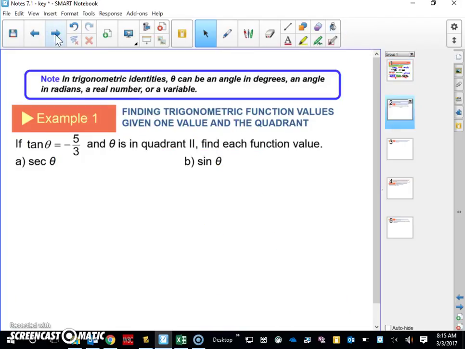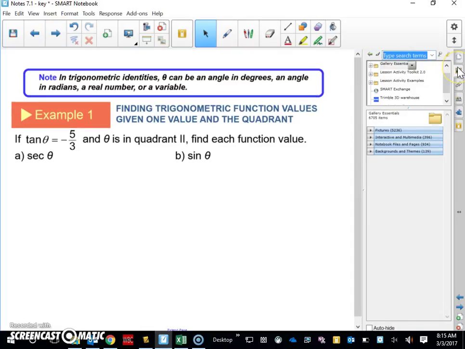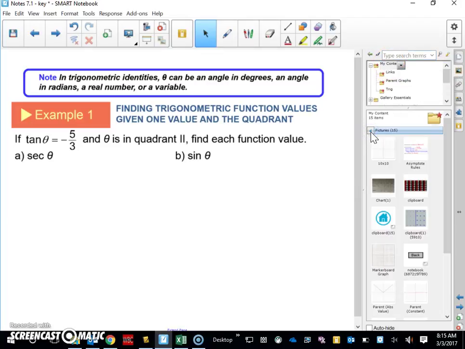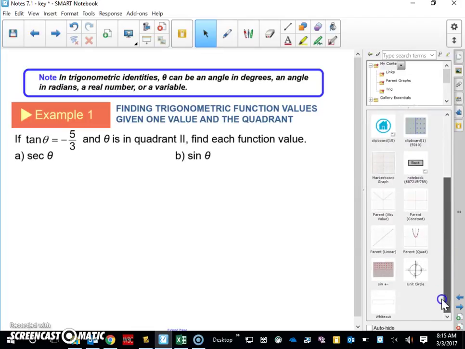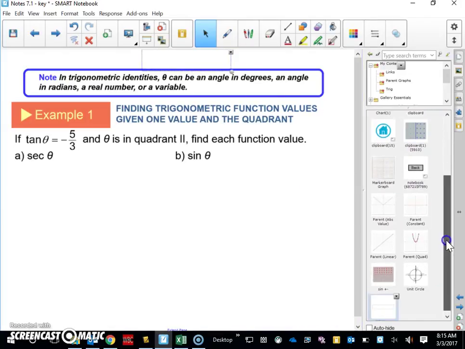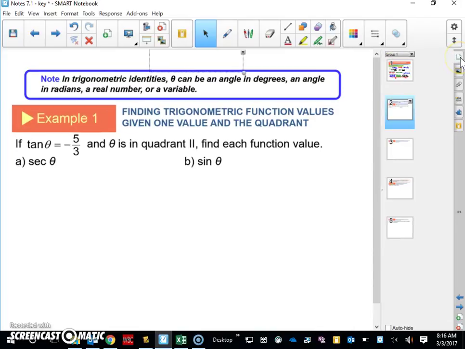We're going to start with example 1. And example 1, you've actually seen this kind of problem before. Now I'm going to show you a different way of doing it. The last time we did this problem, we drew a picture.